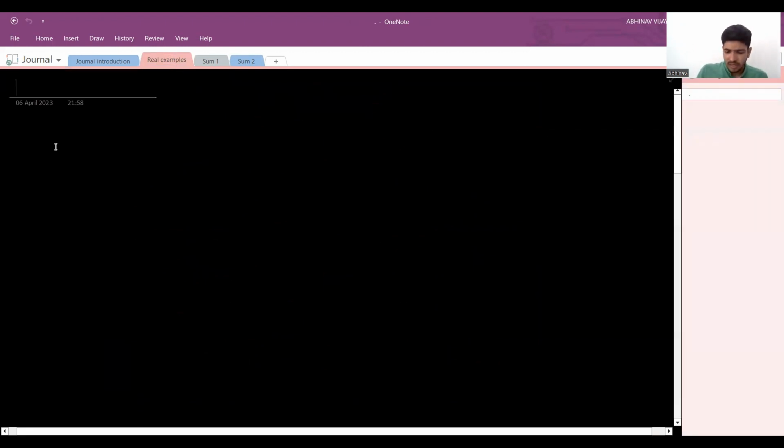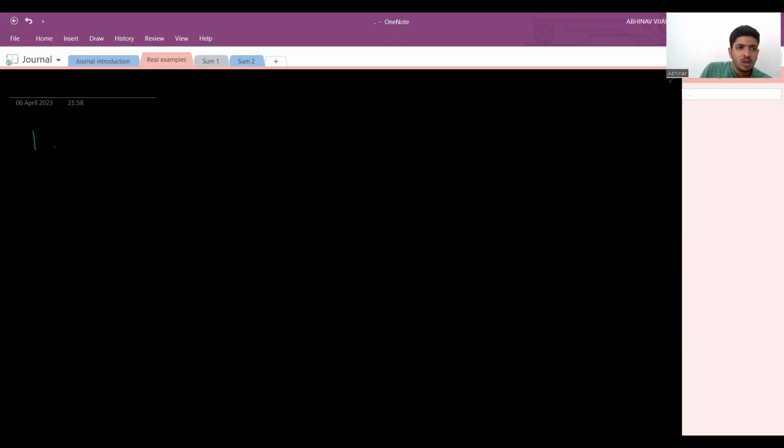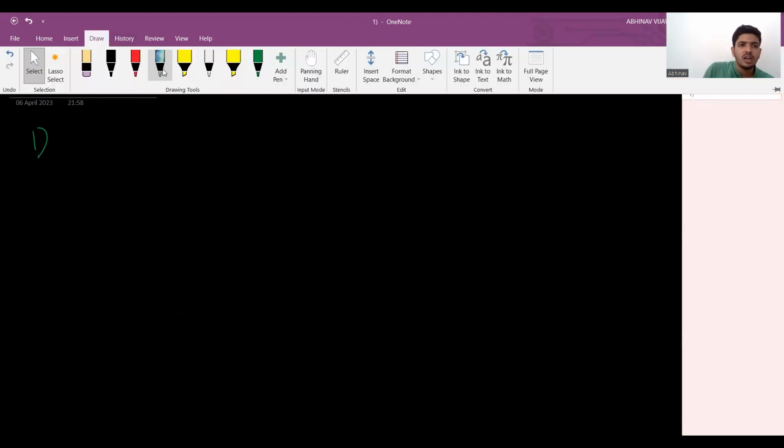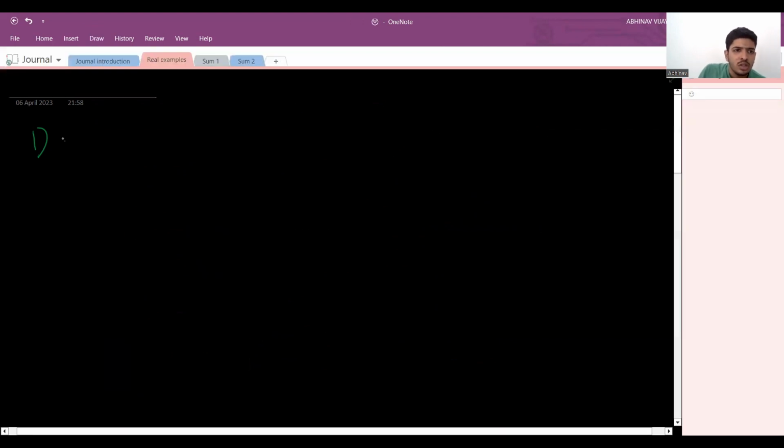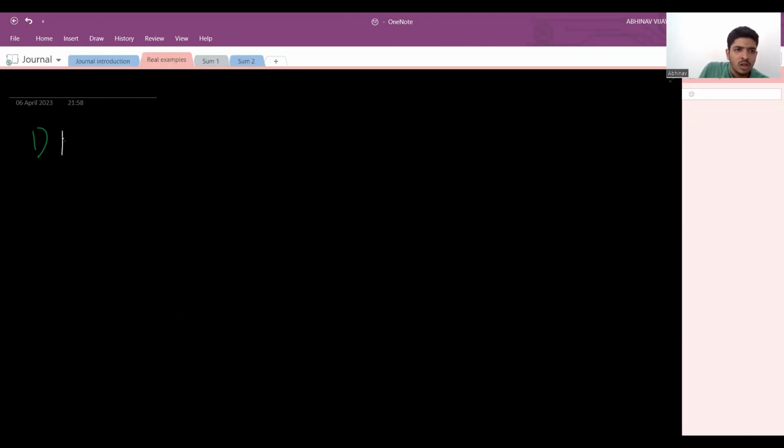First example, write this down. Let's change this color. Green is a little dark. First question: rent paid, rupees 20,000. This is the first question. Now, what will be the journal entry for this?